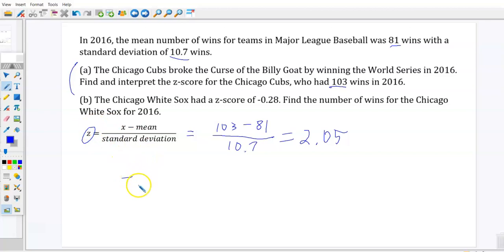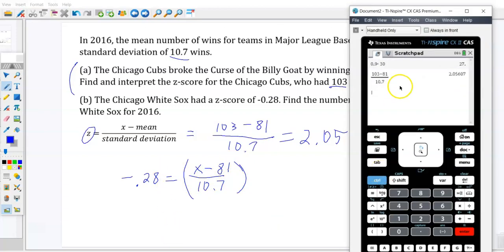So we're going to say negative 0.28 equals the x minus the mean. We don't know the number of wins, so let's just call it x minus the mean of 81. That's still true there, and then divided by the standard deviation of 10.7. So to solve this, you've got to do a little bit of math. Actually, you know what? You don't have to do math. I forgot, this is stats class. You don't have to do math in here.